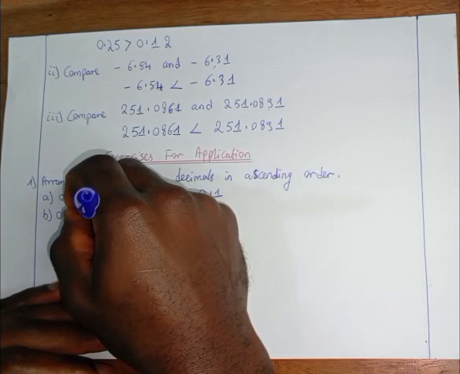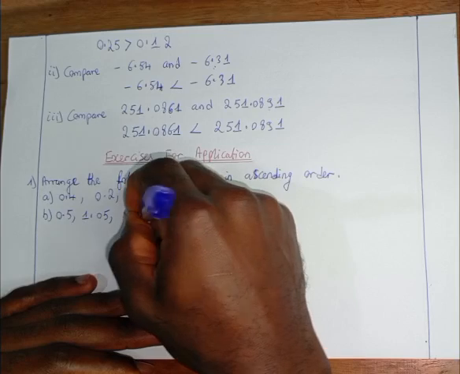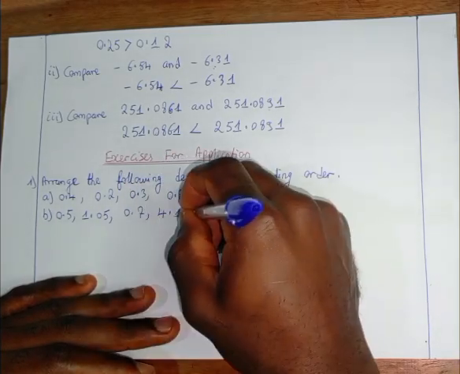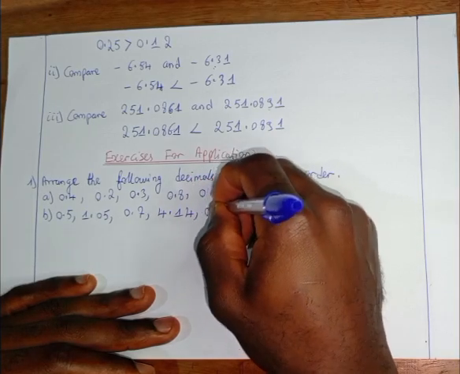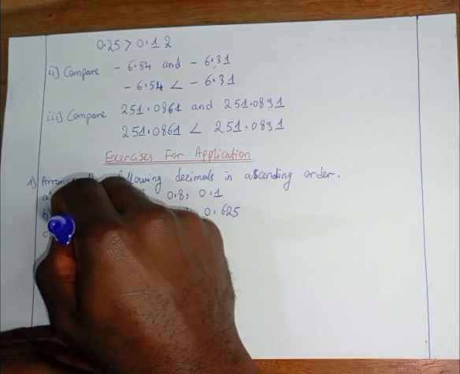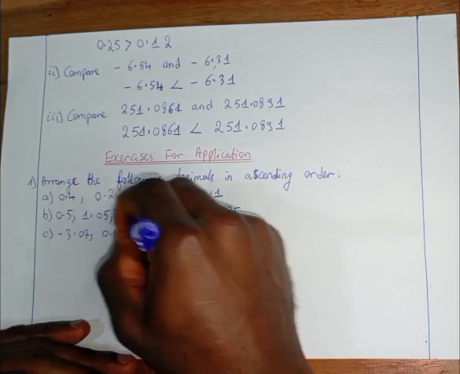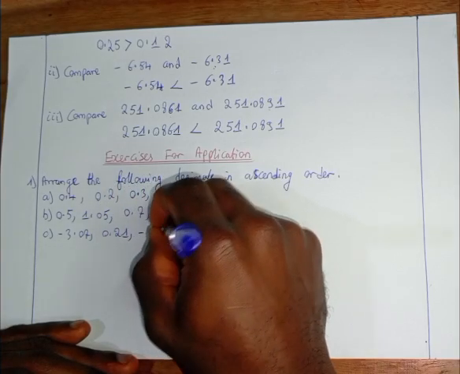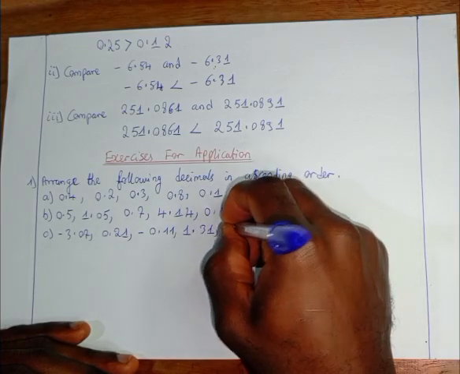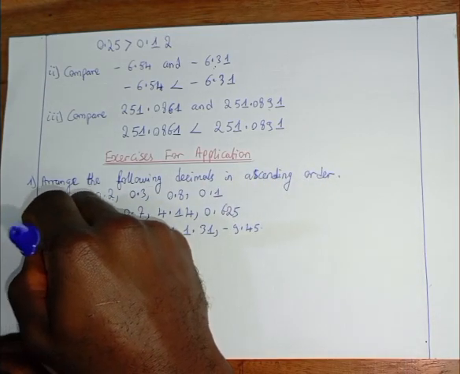For B we have 0.5, 1.05, 0.7, 4.14, 0.625. For C we have negative 3.07, 0.21, negative 0.11, 1.31, negative 9.45.